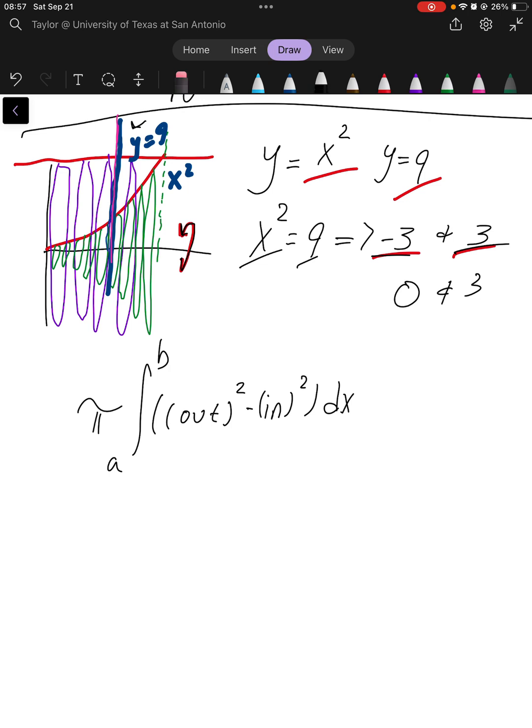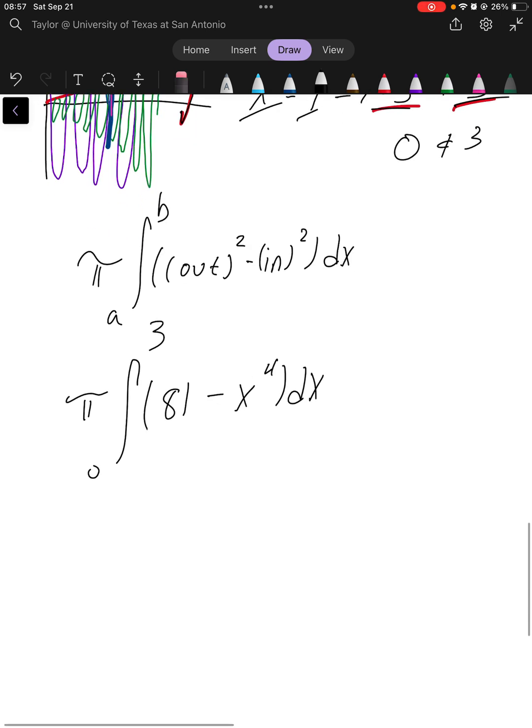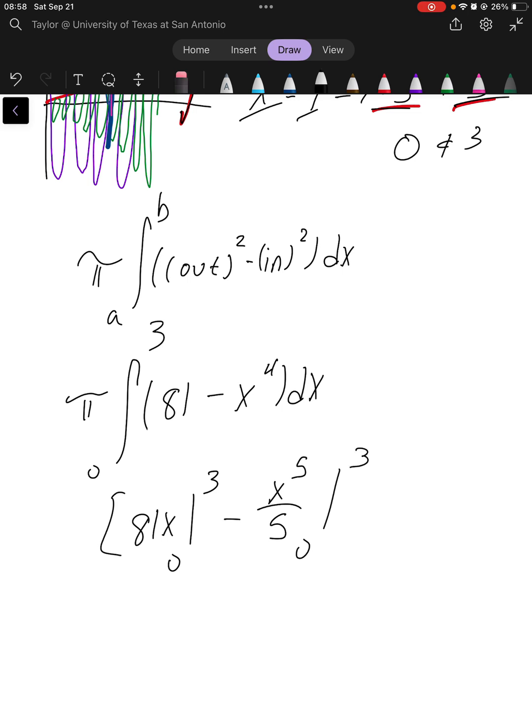So our outer function is y equals 9, from 0 to 3, times pi. So then we get 9 squared is 81 minus x squared squared is x to the 4th dx. Okay, evaluating this integral, we get 81x on the bounds from 0 to 3 minus x to the 5th over 5 on the bounds from 0 to 3. All of this times pi.